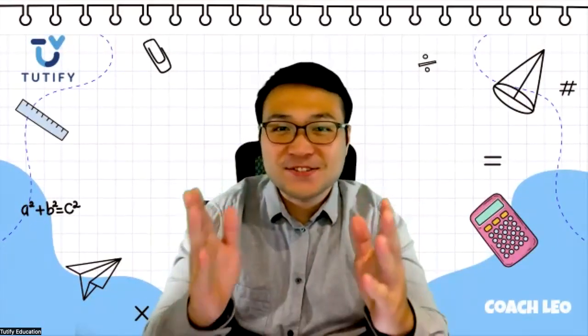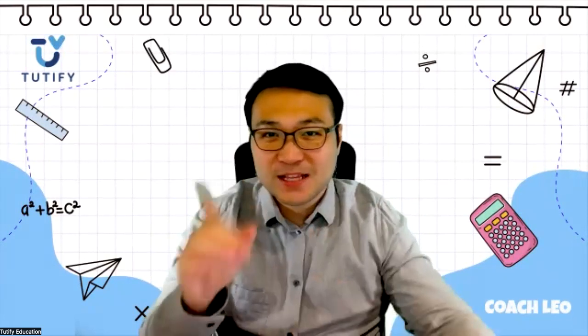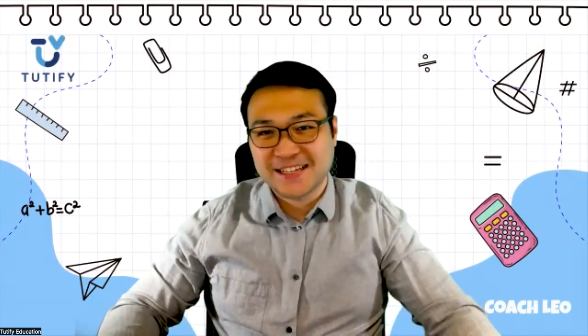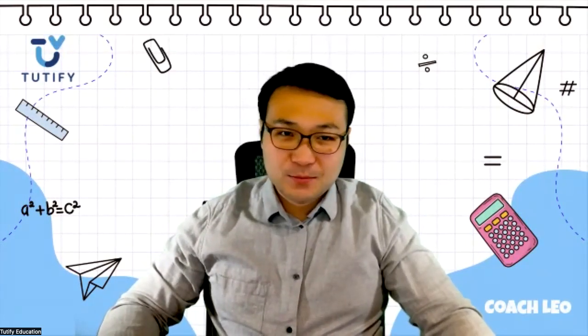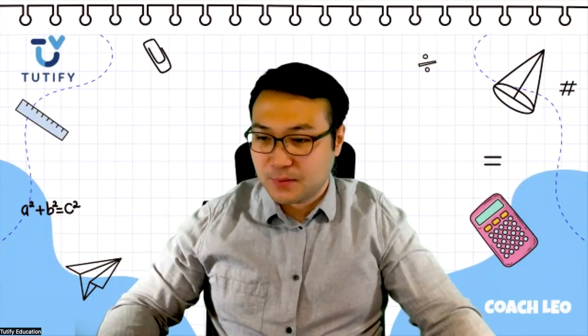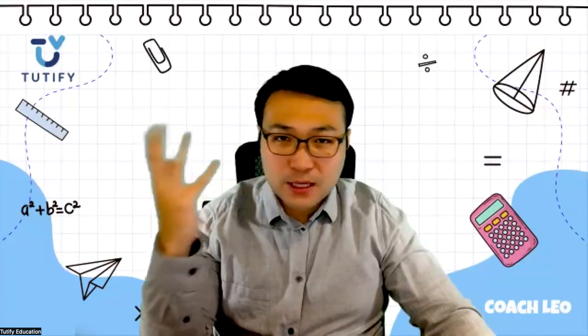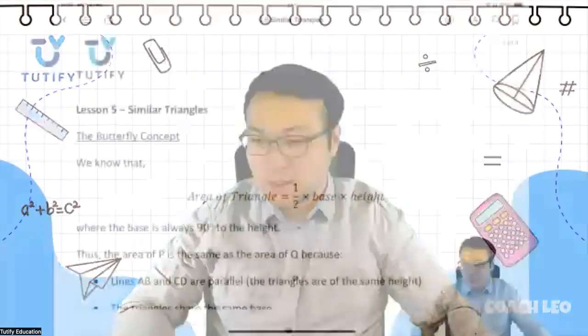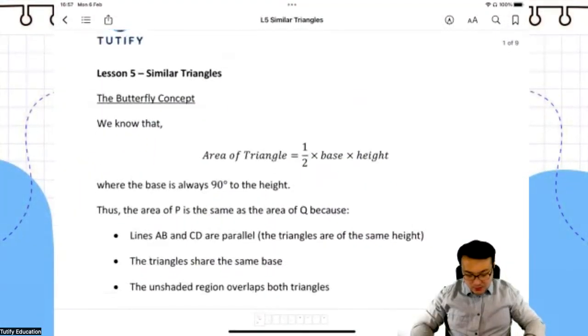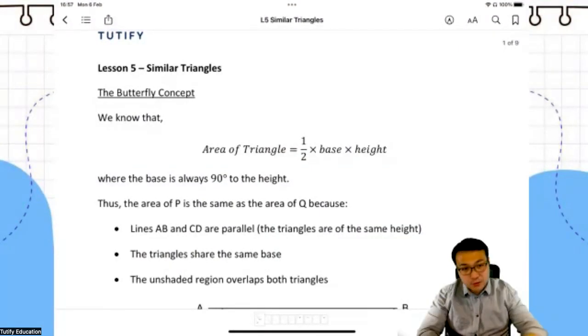All right, students. So today we are going to learn about similarities in the area of triangles, okay? Now, most of you may have seen this before, but now we are going to do questions that require more creative approaches. Let's take a look at the worksheet. Now, students, let's do a quick revision.